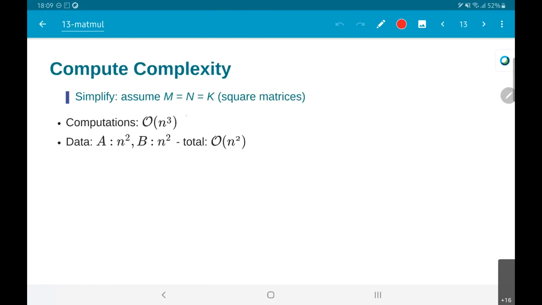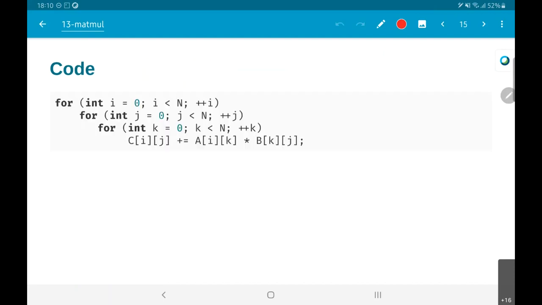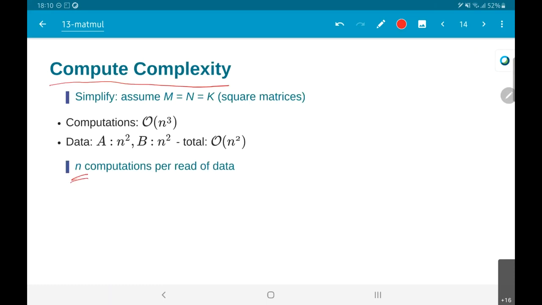Okay, so order of n cubed computations are required, but if I look at the amount of data that I need to read, there are n squared values in the A matrix, n squared values in the B matrix, and I need to generate n square output values as well. 3n squared is still order of n squared, right? The big O notation says that the constant multiplication, the 3, is irrelevant, because as I go to larger and larger matrices, the n is what dominates. So the number of computations grows as n cubed, but the amount of data that I need grows only as order of n squared, which means I end up with n computations to be performed per data value that is read. The term often used for this is the computational complexity or the compute complexity.